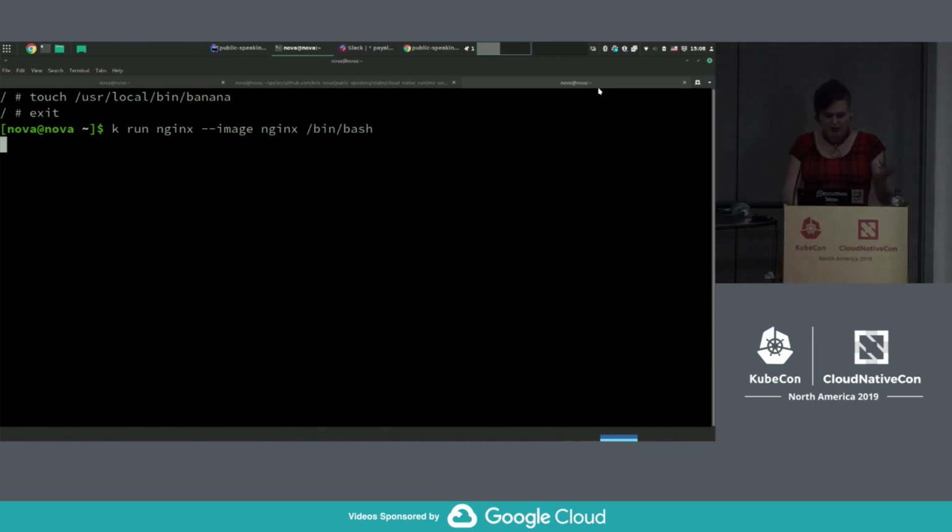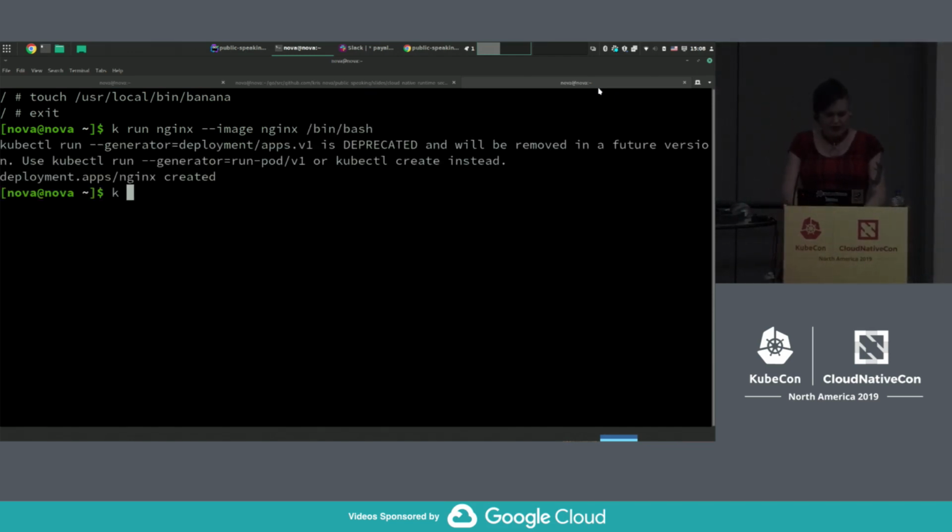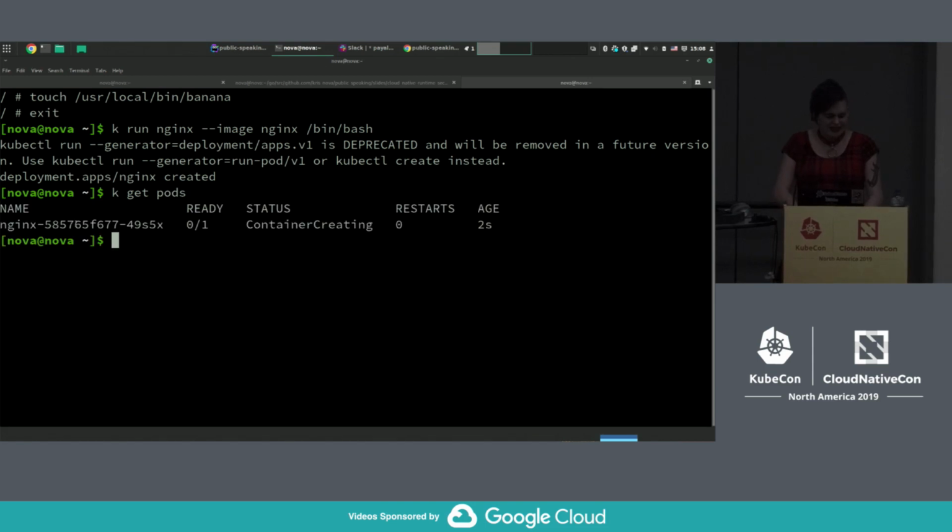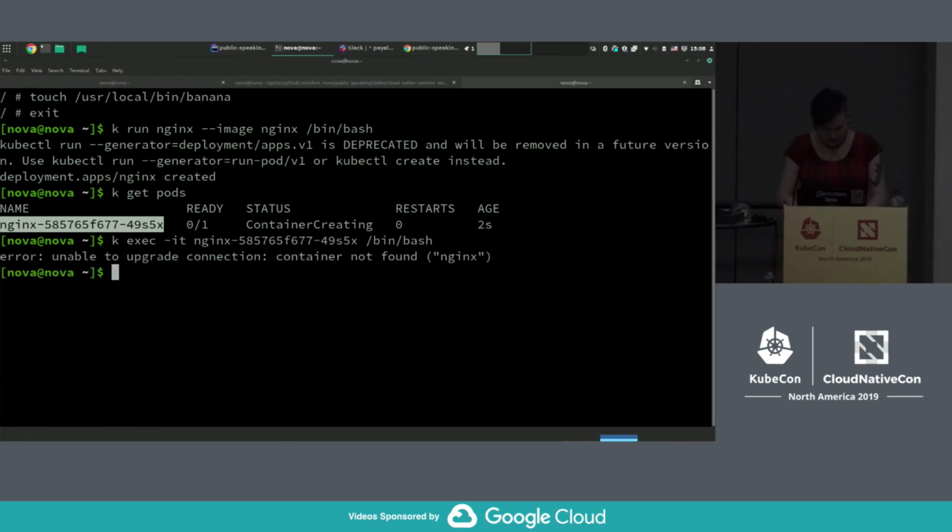We'll do /bin/bash. We did Alpine before. We'll do nginx now. And we do k get pods, and we can actually exec into this pod here. k exec -it, here again, /bin/bash. What's going on here? k get pods.